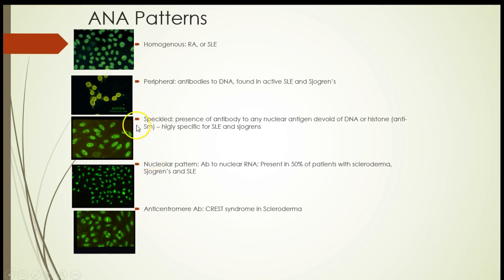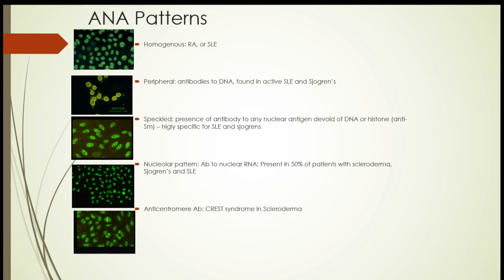Same thing with speckled. Both of those could definitely mean lupus. Peripheral is the next one. Those are antibodies to the DNA, and that's usually found in lupus or Sjogren's. Speckled, again, presence of antibody to the nuclear antigen. It's highly specific for lupus and Sjogren's. Okay, so it could be both. They have a nucleolar pattern next. Okay, that's present in 50% of patients with scleroderma, Sjogren's, and lupus.